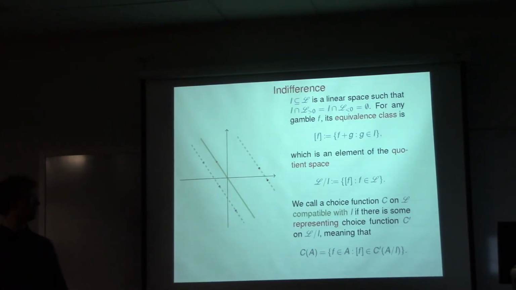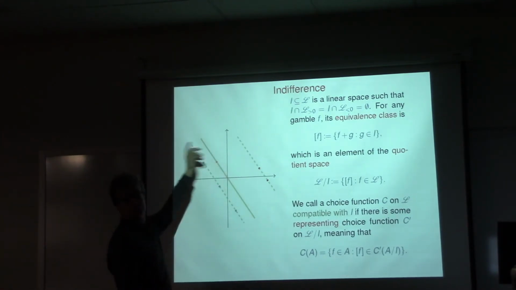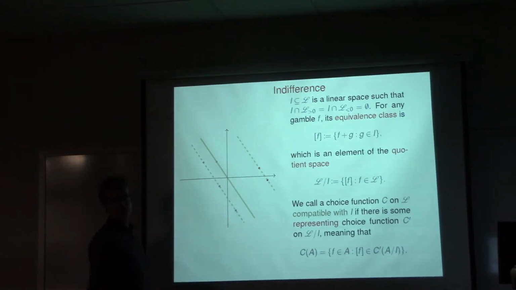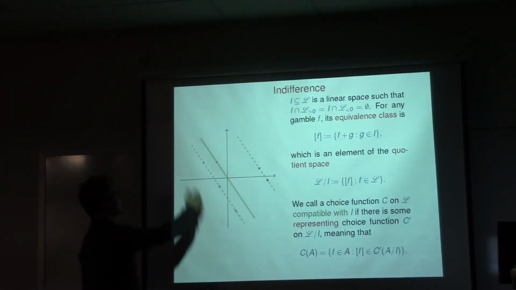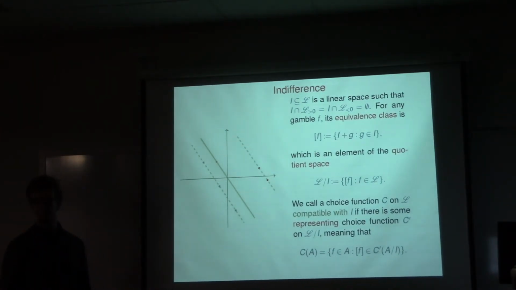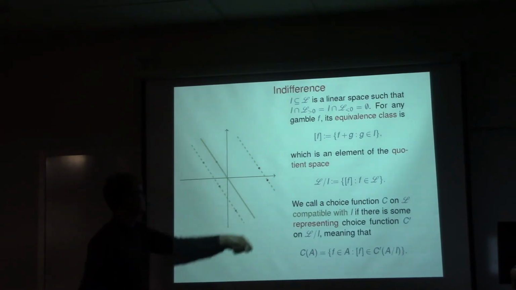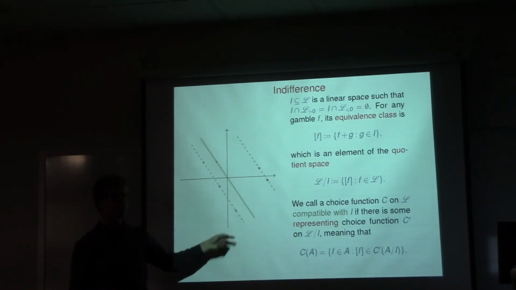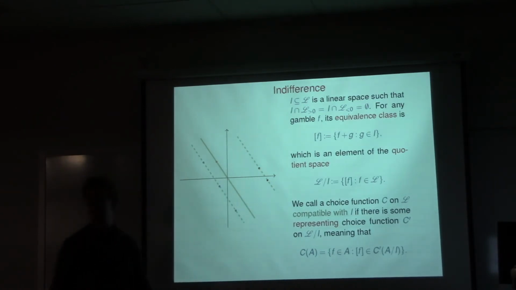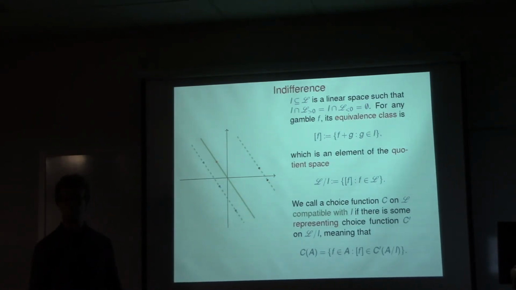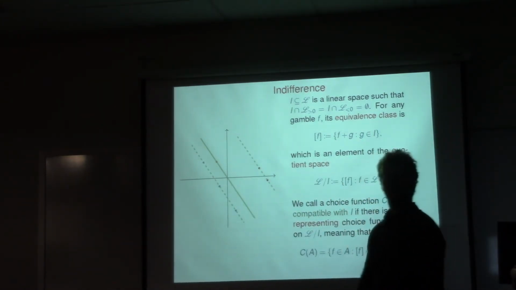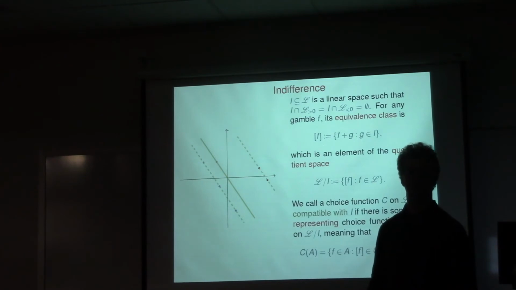You can think of it this way: my original choice function chooses between dots, between gambles. My representing choice function chooses between equivalence classes, so lines in this picture. And that's way easier, because here we had 6 gambles to choose between. In the representing choice function, we only have 3 lines to choose between, which is a way easier choice problem. So by adding an indifference assessment, we typically reduce the complexity of the choice problem.